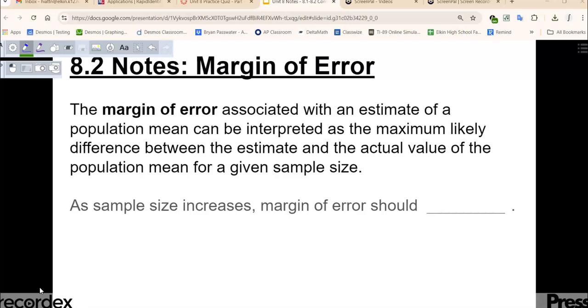What's again really important here, and we talked about it a little bit earlier, is that as sample size increases, your sample is better. So as sample size increases, your margin of error should decrease.